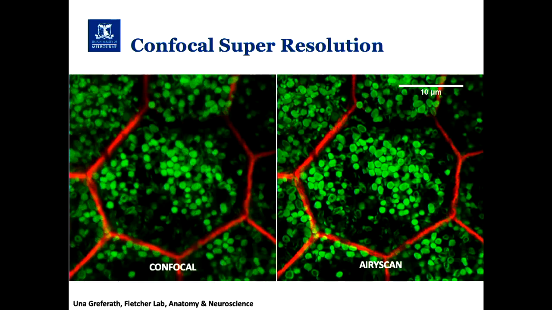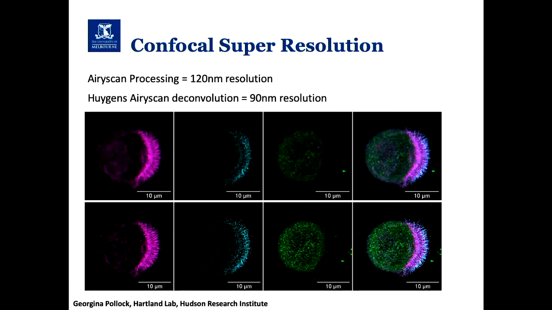So the Zeiss systems that have the ARIScan detector have their own processing algorithm. We also have, as part of the Huygens deconvolution package, an ARIScan module which can increase the resolution we can get off the Zeiss system. So this is one example of some imaging we've been doing recently.